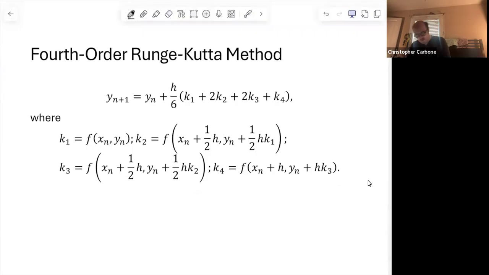So Euler's method was one particular type. I present here a second type, which is a little bit more time consuming. You can probably tell by just looking at this why I call it more time consuming. But this is the fourth-order Runge-Kutta method.